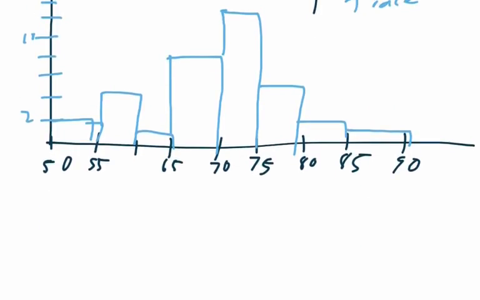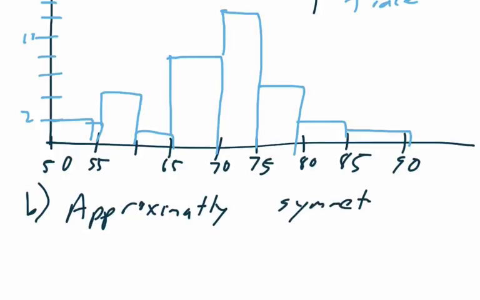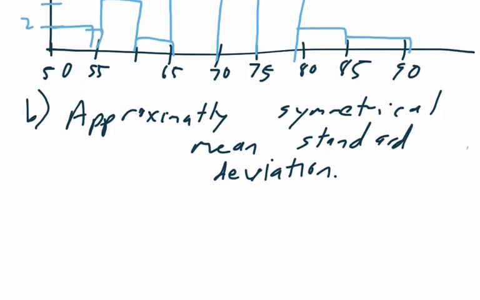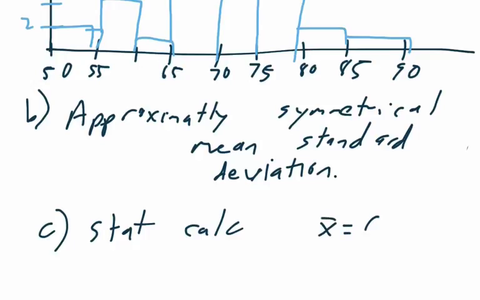Now, since this looks approximately symmetrical, and I'm going to say this in part B, that means that I should use the mean and standard deviation. If it's skewed in either direction, then I should use the median and IQR. In order to find the mean and standard deviation, I'm going to go to stat, calc, one variable stat for L1, and the mean was 69.6 and the standard deviation was 8.34.